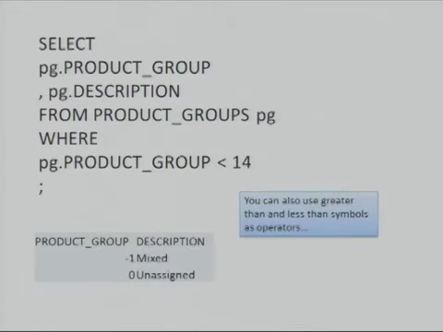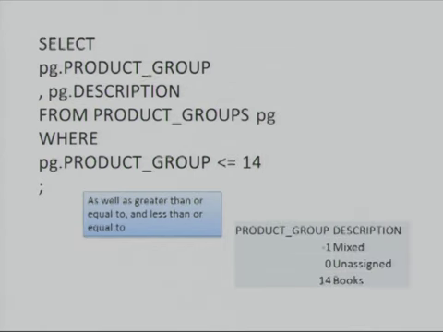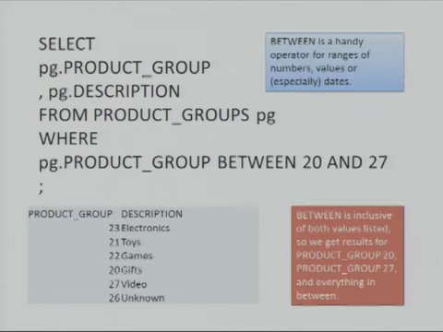Like I said, greater than and less than are valid operators as well. In this case, return anything where the product group field is a value less than 14, in which case there's only two, the -1 and the 0, which you won't want to run into much in other tables, probably. There's also greater than or equal to and less than or equal to. And between, which you tend to use a lot with dates, but we'll talk about dates in a few weeks.